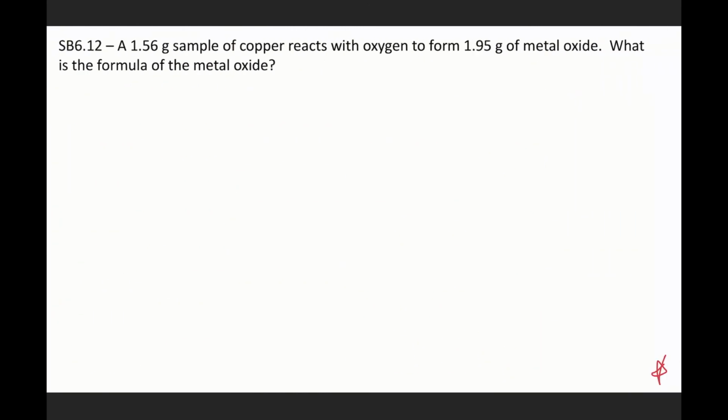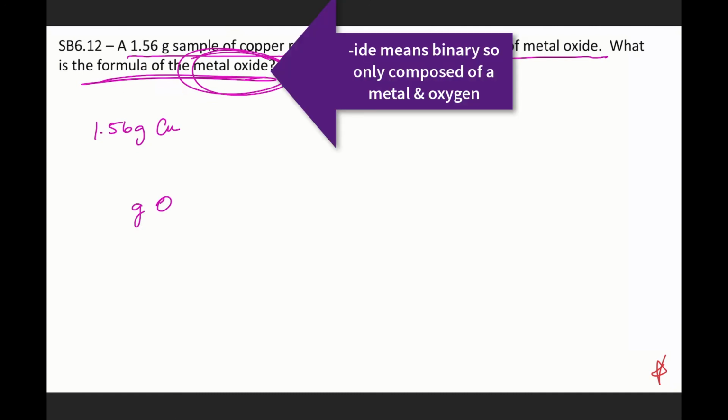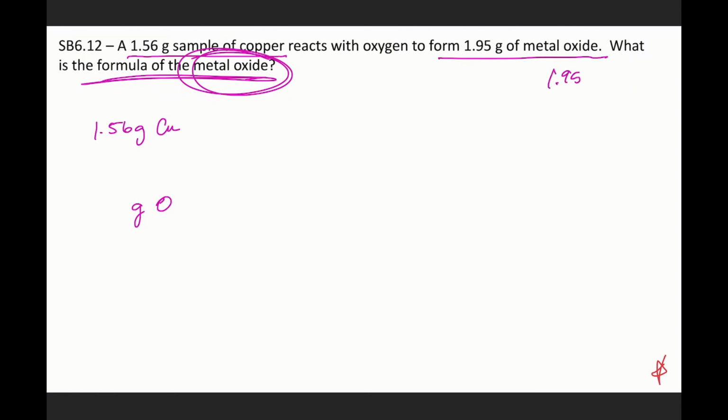All right, one more. We have a 1.56 gram sample of copper that reacts with oxygen to form 1.95 grams of metal oxide, and I would like to know the formula of the metal oxide. I know I have 1.56 grams of copper, but to know the formula, I need to know how many grams of oxygen reacted. What am I going to have to employ? Correct, the law of conservation of mass, where 1.95 grams of metal oxide minus 1.56 grams of metal gives me 0.39 grams of oxygen, yes?